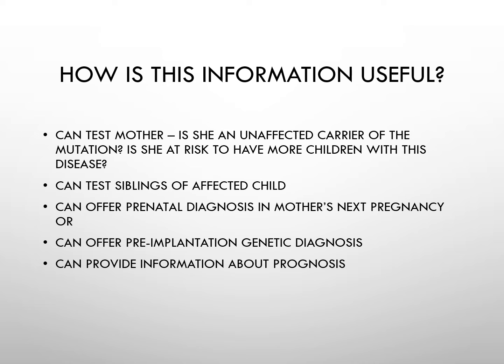You may be thinking, what is the need for this information? So we'll see how it will be useful. It can test the mother: is she an unaffected carrier of the mutation? Is she at risk to have more children with this disease? It can also test siblings of the affected child. It can offer prenatal diagnosis in the mother's next pregnancy, or offer pre-implantation genetic diagnosis. It can also provide information about prognosis.